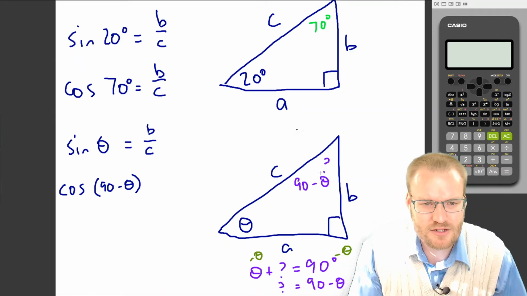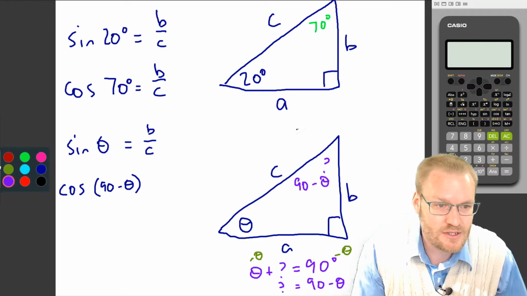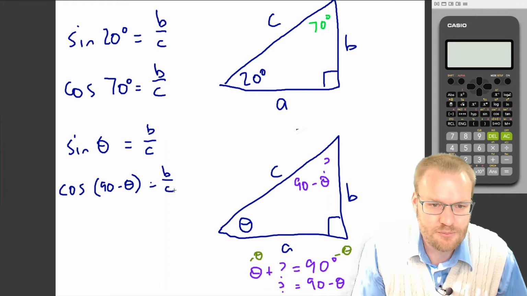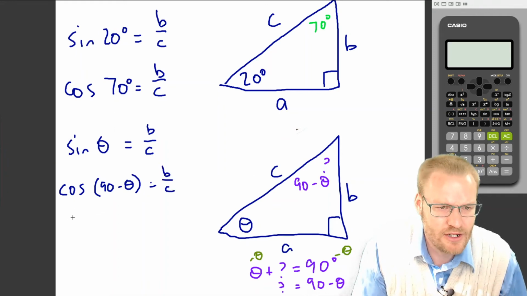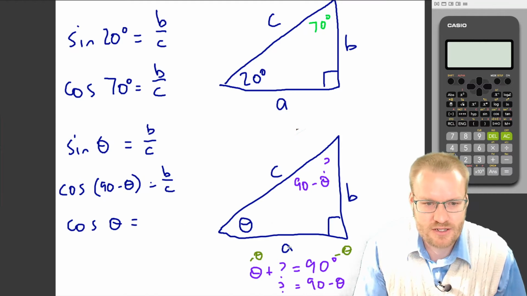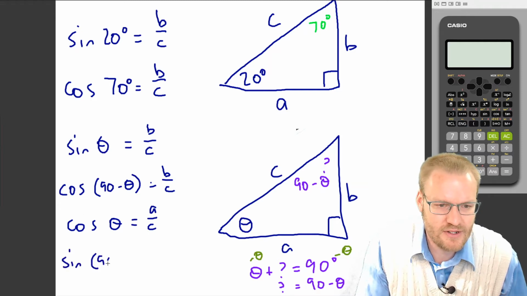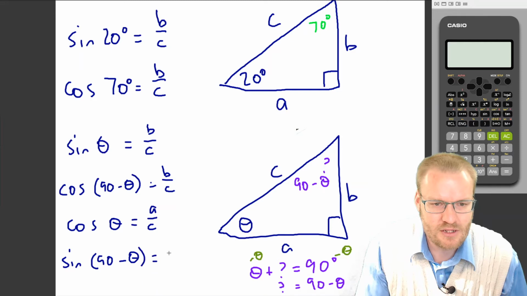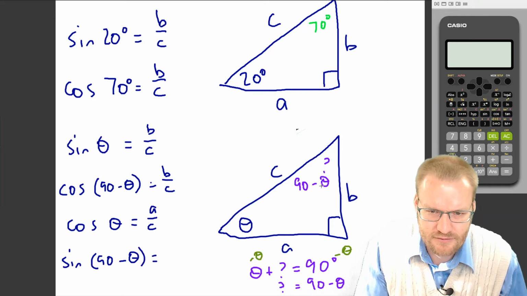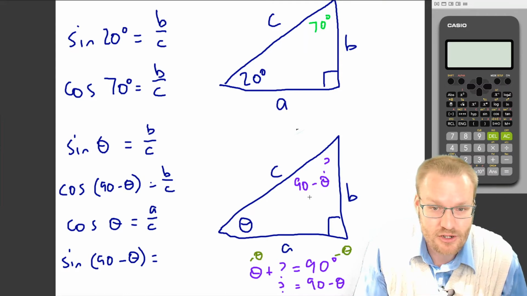So therefore, cos of 90 minus theta is adjacent over hypotenuse. This is equal to B over C. And the same for the other way around. So what is cos of theta? Cos is adjacent over hypotenuse, so this is A over C. And what is sine of 90 minus theta? That's sine of this angle, so, sorry, sine is opposite over hypotenuse, A over C.